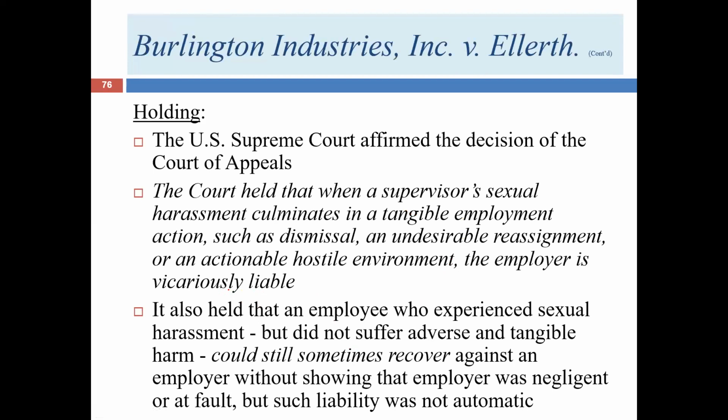Now, the plaintiff still has to prove the case, has to prove that there was sexual harassment, has to prove there was a tangible job action. But once all that is proven, the employer can't get out of liability by simply saying, hey, we didn't want the supervisor to be a jerk and do all this stuff. No, the employer is going to be tied to that supervisor's action if we have the tangible employment action. It also held that employee who, so this part here is tangible job action equals vicarious liability. Let me just go ahead and flag that. Tangible job action.